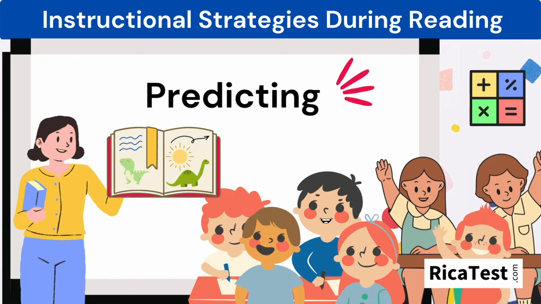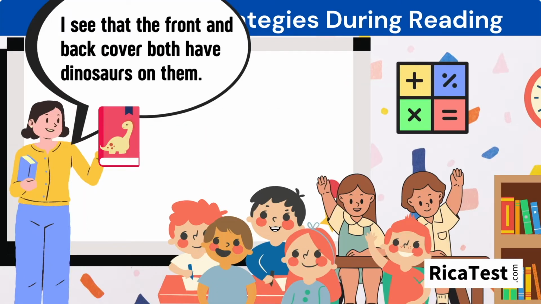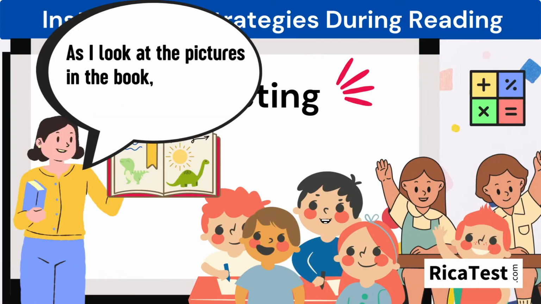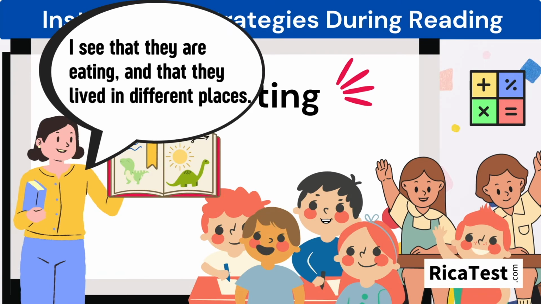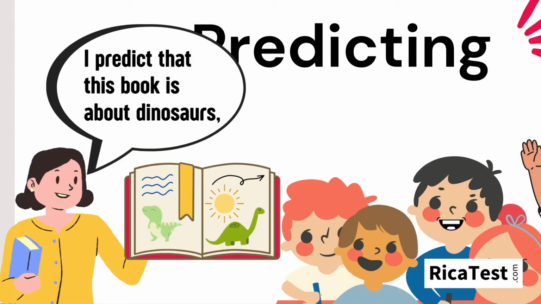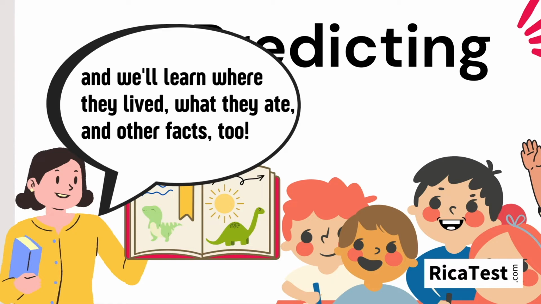Then the teacher models a think aloud. And this is a key word that you're going to want to use on your essays and case study of the Rica test: think aloud. For example, here the teacher can say, I see that the front and back cover both have dinosaurs on them. As I look at the pictures in the book, I see that they are eating and that they lived in different places.